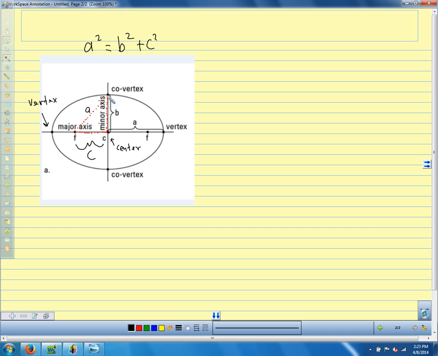And if you draw that little triangle, that will help you remember that. This length is C, this length is B, and the hypotenuse there is A. So this hypotenuse from the focus to the end of the minor axis is the same length as from the center to the vertex.